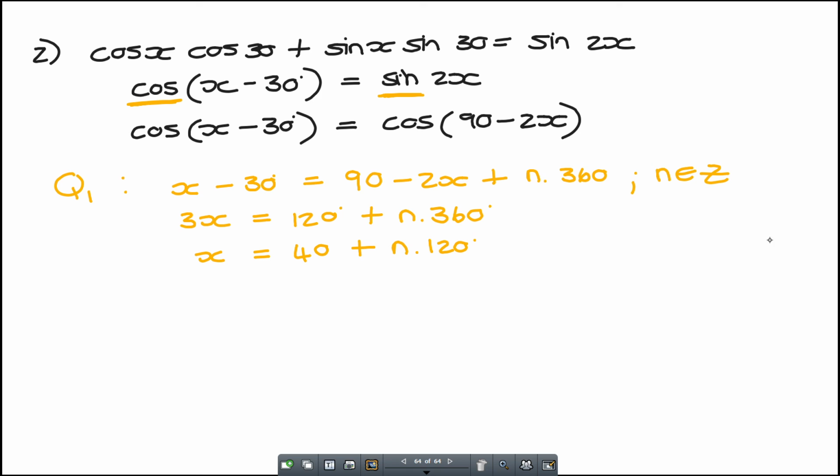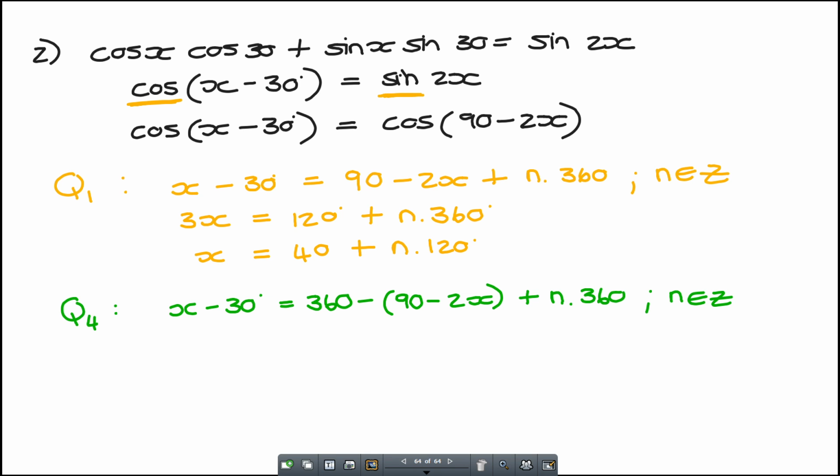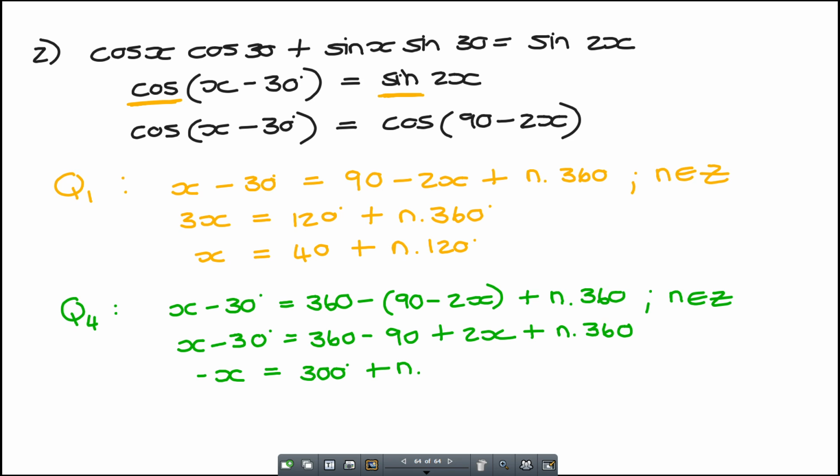julle reg daar? Then quadrant 4. 270 plus 30 is 300, nee? Plus n times 360.